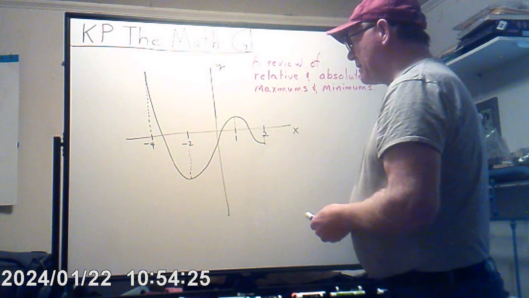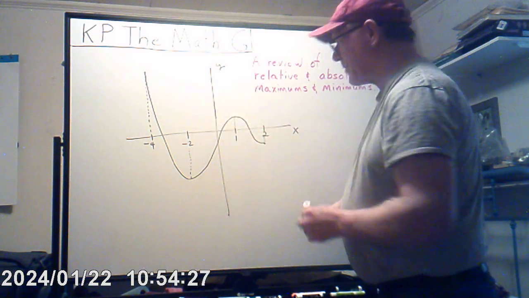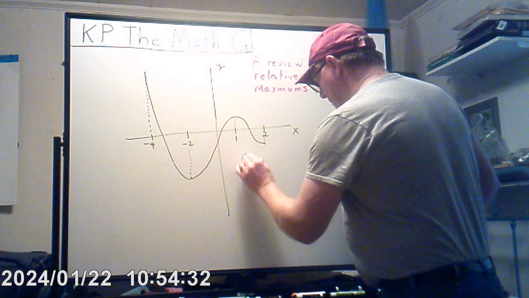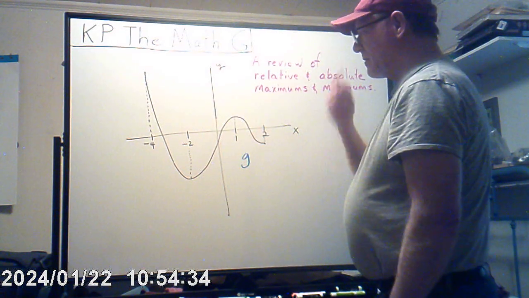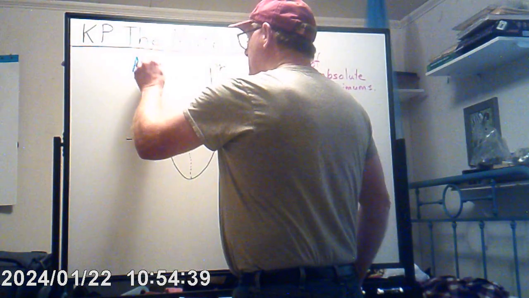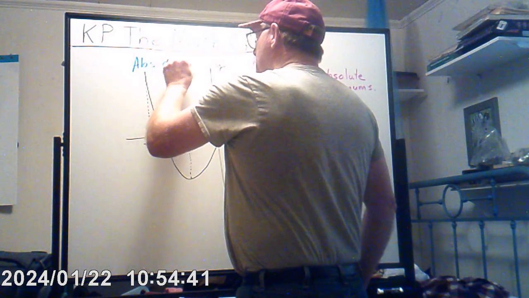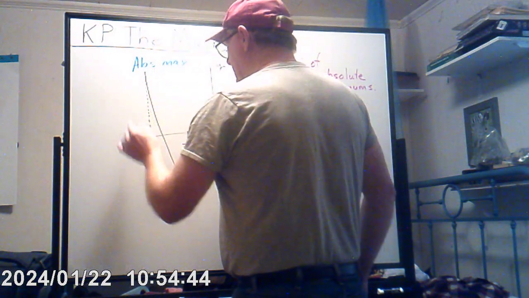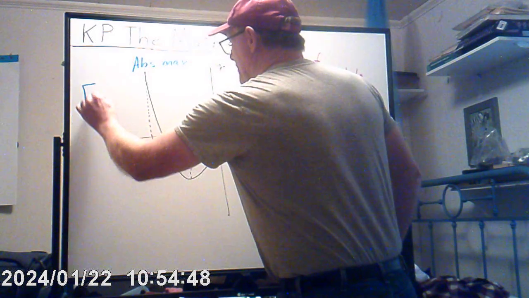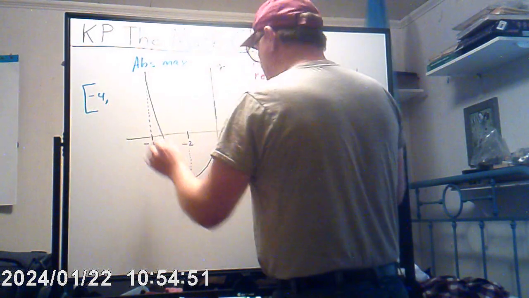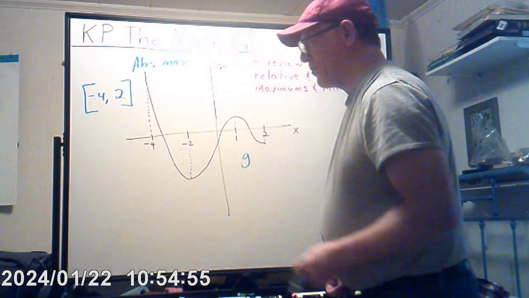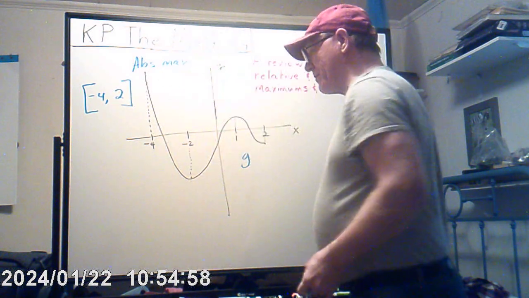Now, just a real quick view. Let's call this function g. We have an absolute max right here at x equals, and we have to remember we are looking at the closed interval from -4 to 2. If it's on the open interval, we don't even consider the endpoints.